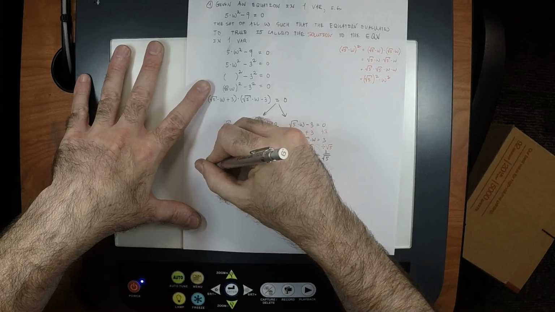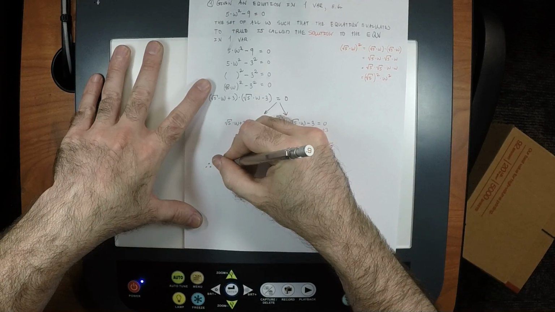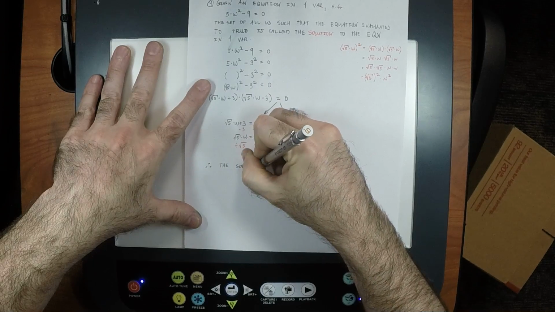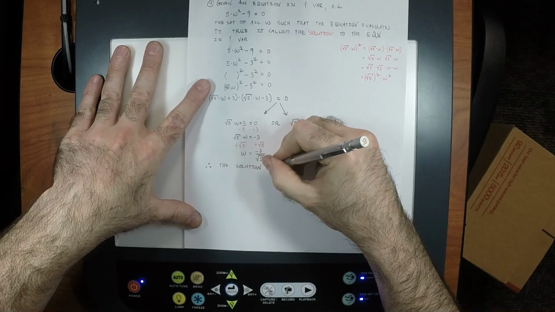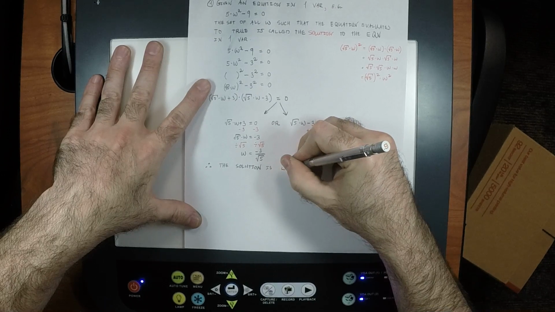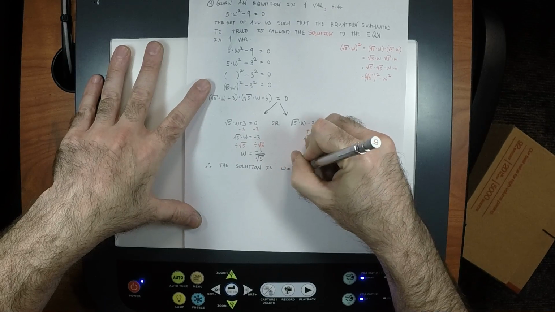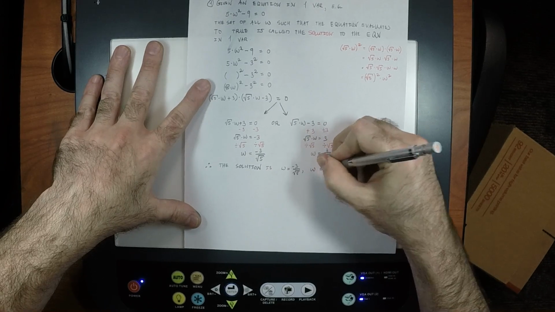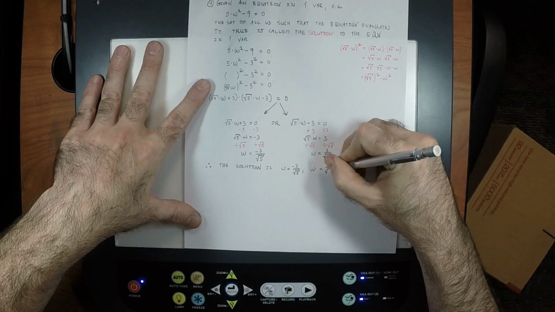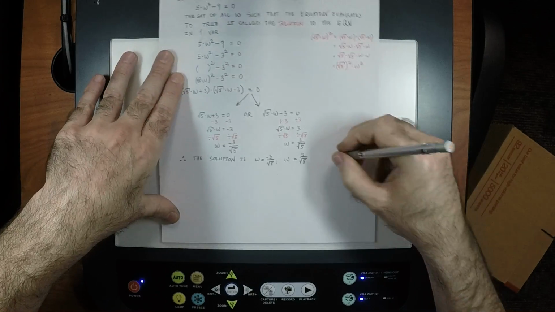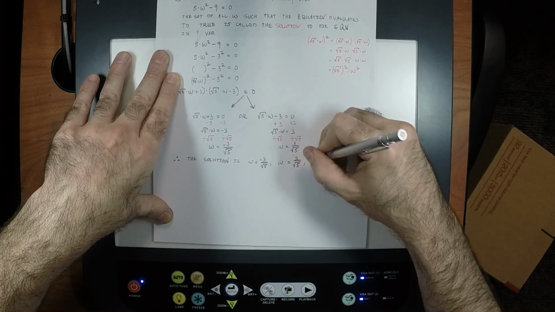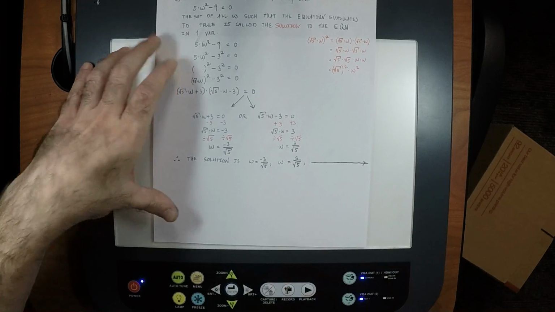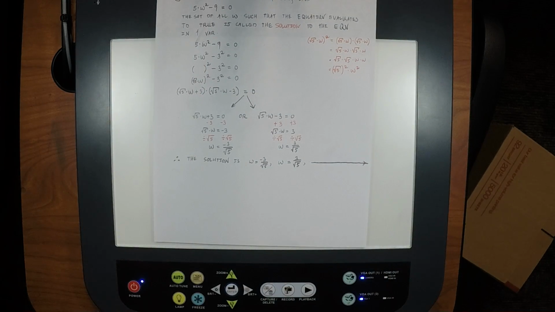So the conclusion here is that the solution is w equal to negative 3 over square root 5, or w equal to 3 over the square root of 5. And then we could draw it like this, if we wanted. Draw the number line there, and then there'd be just two points, okay?